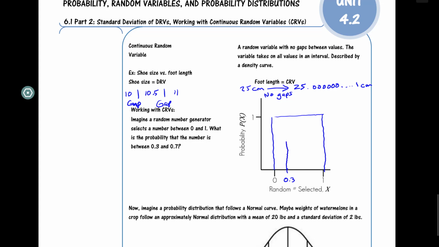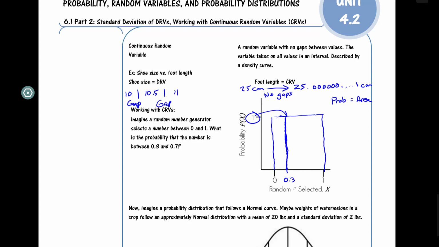So what does that mean? Does 0.3 have a 1 probability of being selected? Well, no, that can't be, because that means 100% of the time the number 0.3 will be selected. Well, remember, with a density curve, the probability of finding something is going to be related to the area underneath that density curve.